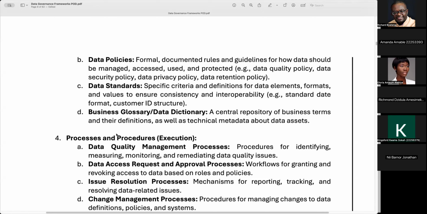This is the step-by-step detail. It includes data quality management processes, the procedures for how you actually profile data to find issues, assess its quality against your defined standards, cleanse or correct inaccurate data, and continuously monitor that quality over time. Right. It covers data access request and approval processes, a defined workflow for users to request access to specific data sets, and how those requests are reviewed and approved based on roles, policies, and the principle of least privilege.